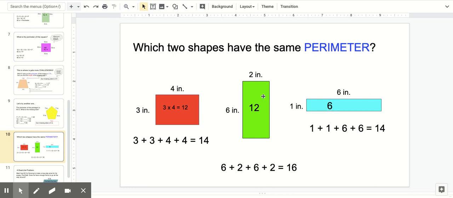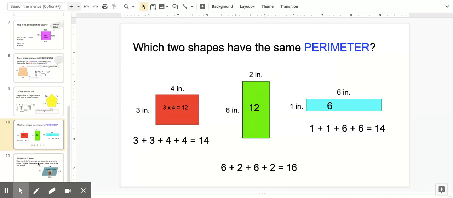So these two have the same perimeter, but they don't have the same area. This one has an area of 6. This one has an area of 12. But these two, they have the same area. They both cover the same amount of space, 12 square inches, but their perimeters are different, 14 and 16. So you have to be careful to make sure you're using the measurement of perimeter to decide a question like this, because if you're using area, you're going to pick these two, but it's not asking for which ones have the same area. It's asking for which two have the same perimeter.